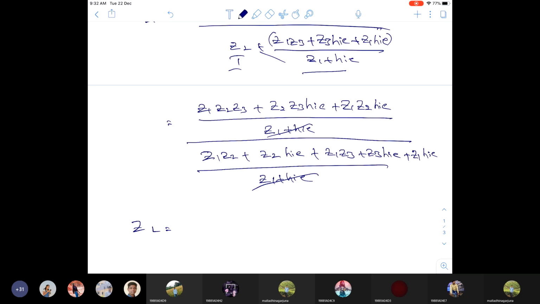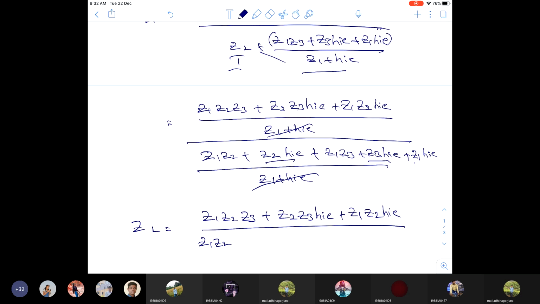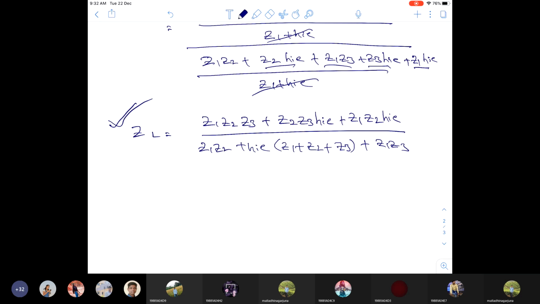ZL is equal to the final equation: Z1 Z2 Z3 plus Z2 Z3 HIE plus Z1 Z2 HIE divided by, from three terms I can take HIE as common, HIE into (Z1 plus Z2 plus Z3), plus the left out term Z1 Z3. So this is the load equation. Any doubts in this derivation? Any doubts?